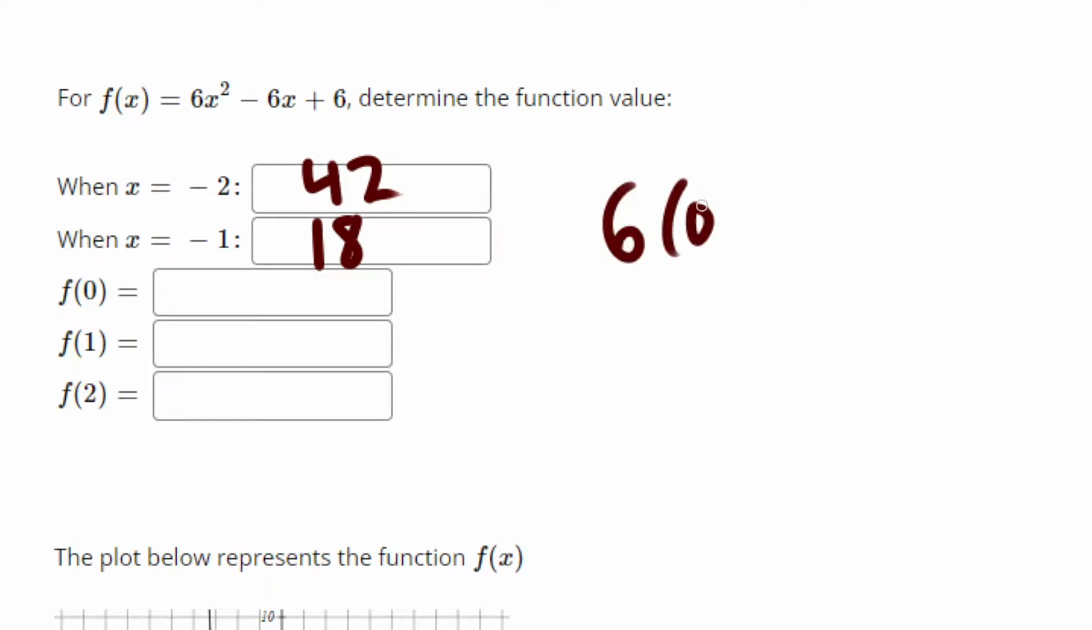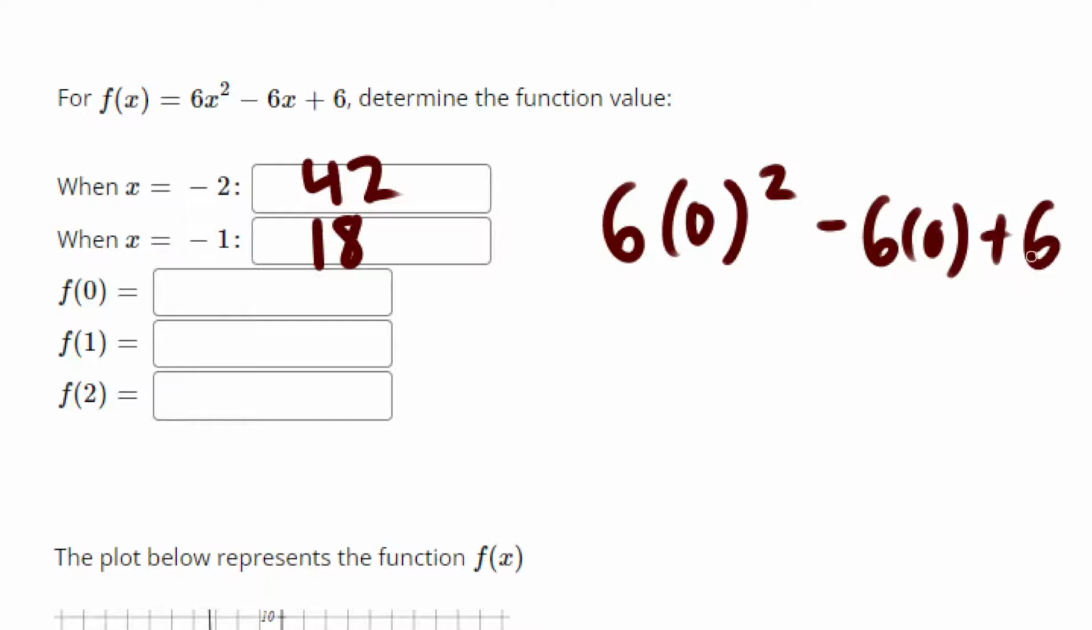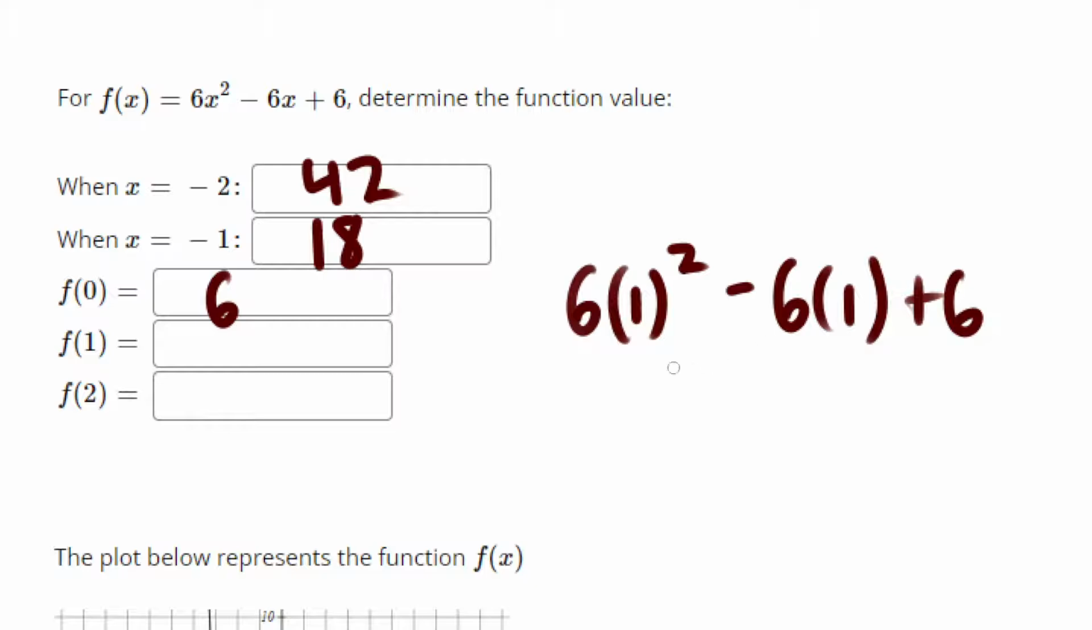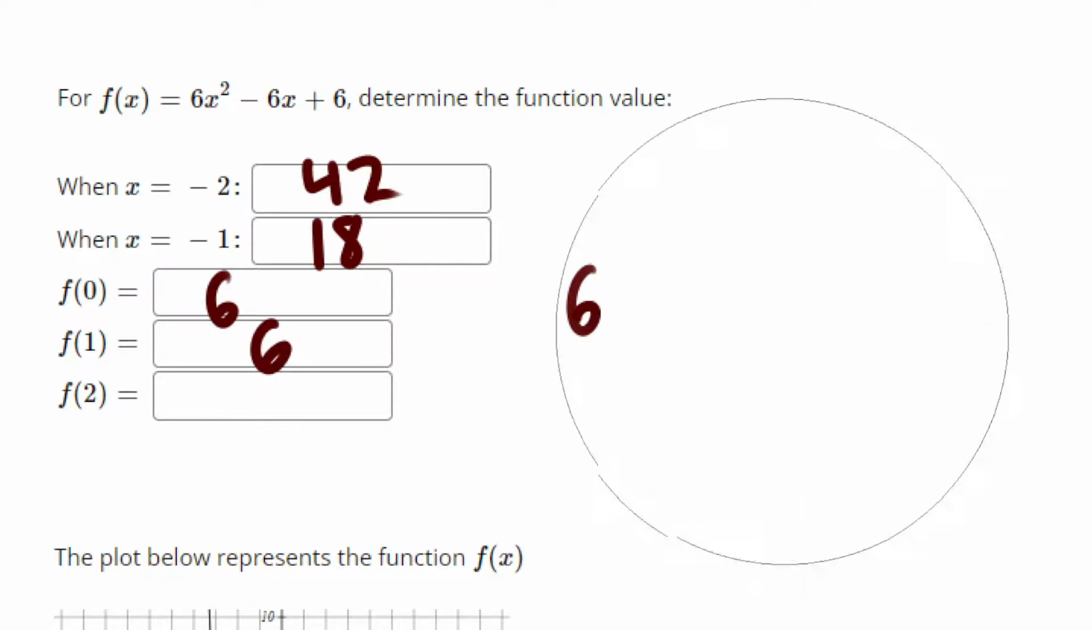So we have 6 times 0 squared minus 6 times 0 plus 6. These turn to 0, and so we have +6. Now for 1, we have 6 times 1 squared minus 6 times 1 plus 6. This gets us 6 minus 6 plus 6, so you're going to also get +6 for this.